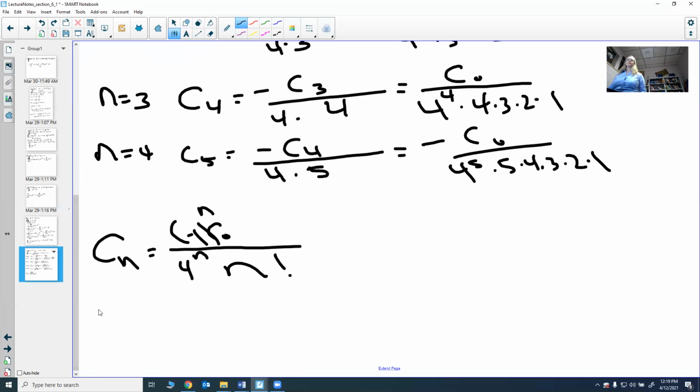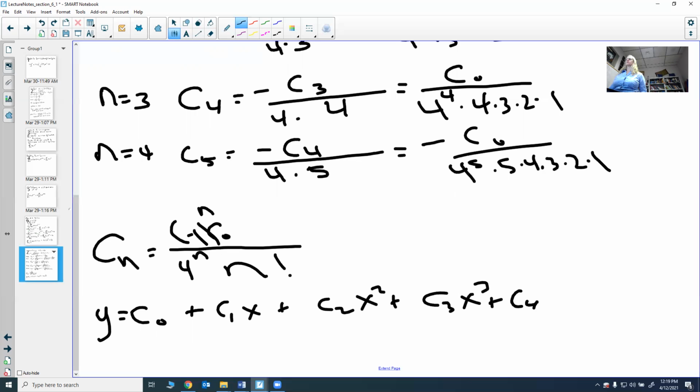You can do y 2 different ways. You can do y is just saying it's C0 plus C1 times x plus C2 times x squared plus C3 times x cubed plus C4 times x to the 4th plus C5 times x to the 5th, and just keeps going like that forever and ever. So plus, plus, plus. We don't know what C0 is. We can just leave it as C0, but we do know what C1 is.